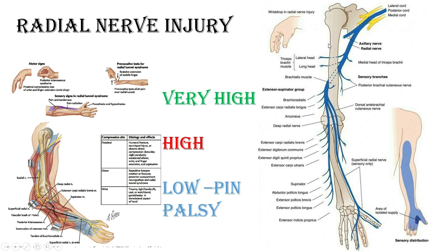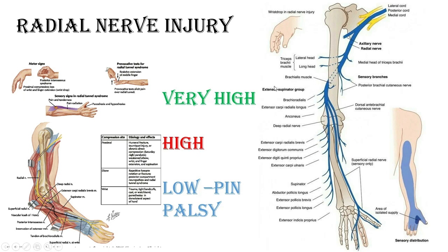Now you have to classify all the palsy. See, if this injury occurs in this area or spiral groove area, where one branch is already supplied to the triceps, this is called a very high injury. In very high injury, only the triceps will be spared.